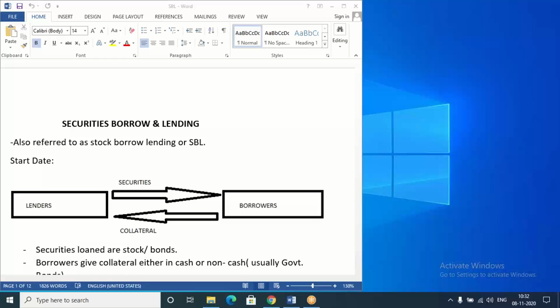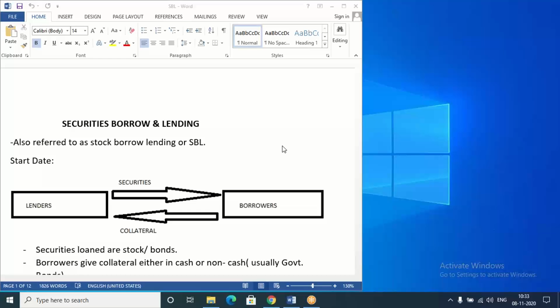As the sentence says, stock borrow lending, what is borrow and what is lending? Lending of securities by one party to another. Exactly. It's nothing but lending of securities from one party to another party, or borrowing of securities from one party to another party. Is the screen visible to everyone? Yes, ma'am. Okay. Stock borrow lending is also referred to as securities borrow and lending.